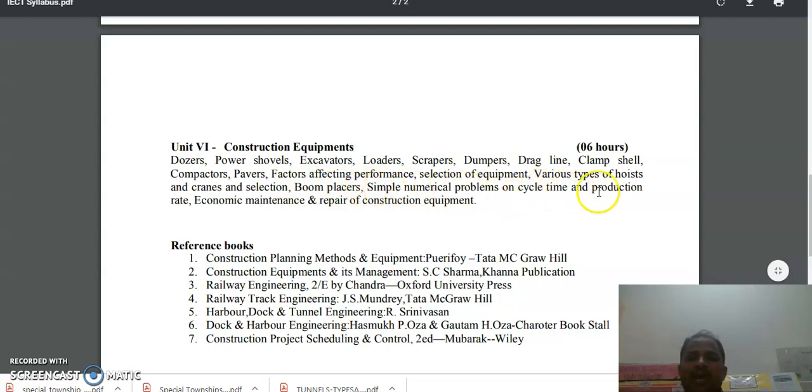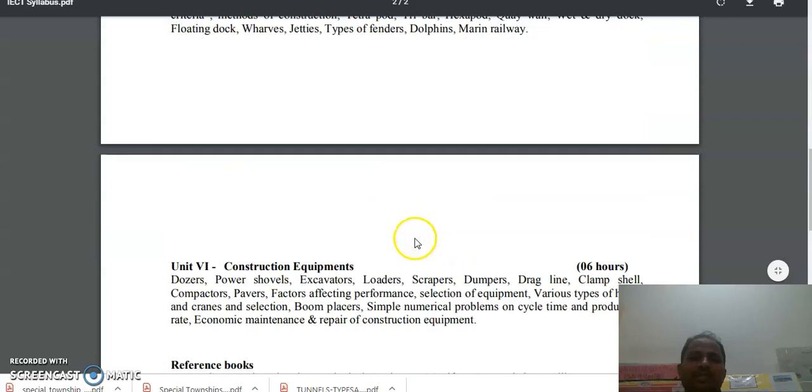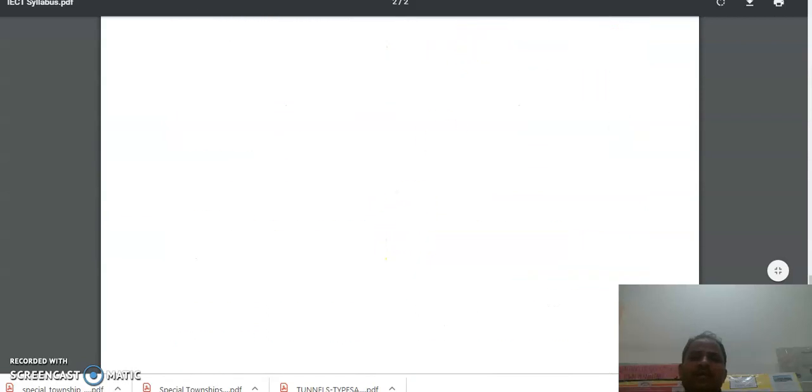Simple numerical problems on cycle time and production rate. Many times numericals are not asked in examination, but as per the syllabus there is scope for one numerical on the depreciation of the equipment. There are different methods of depreciation, economic maintenance and repair of construction equipment. So timely repair and maintenance is also required to have better working by using these equipments. We will see some PPTs based on this unit.